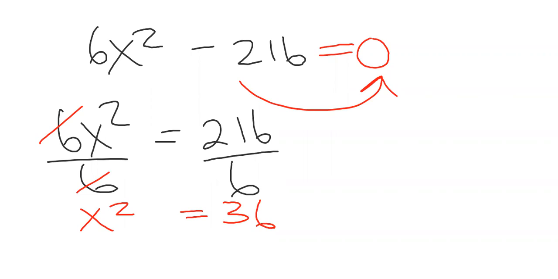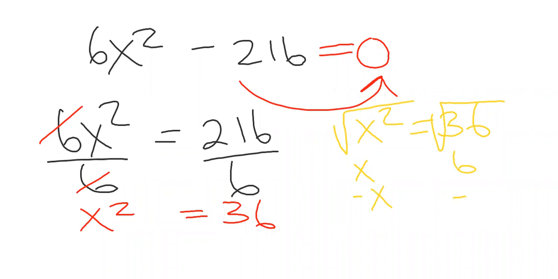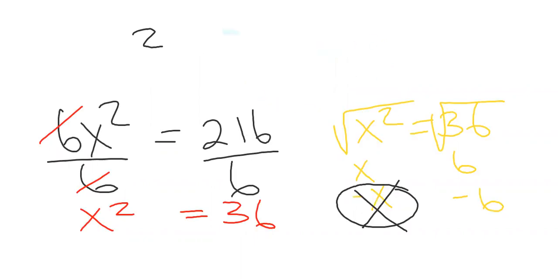Then you do the same thing that we have been doing. Now you have a coefficient of 1, so you can take the square root of everything there. The square root of x squared is x and negative x. Square root of 36 is 6 and negative 6. Then we do the same thing. What is negative on the left, we ignore it. Then the next thing that happens is we open two sets of brackets.